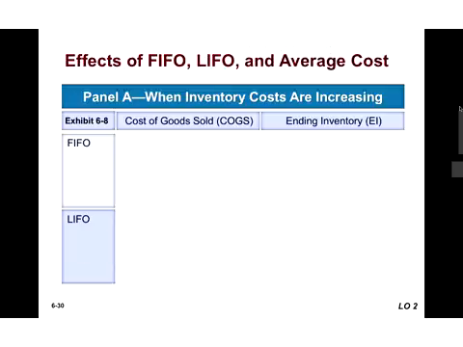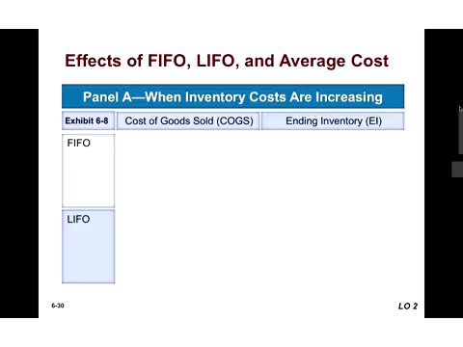Okay, now talking about FIFO and LIFO. Let's assume that average cost is somewhere in between them. So again, we're going to talk about FIFO and LIFO. This is Exhibit 6-8 in your book. And what I've done is I've kind of shortened it up so I don't have the long sentences here. But Exhibit 6-8 in your book has one panel where it says, if costs are increasing, this is the case. And then the bottom panel is if costs are decreasing. So we're starting with costs are increasing.